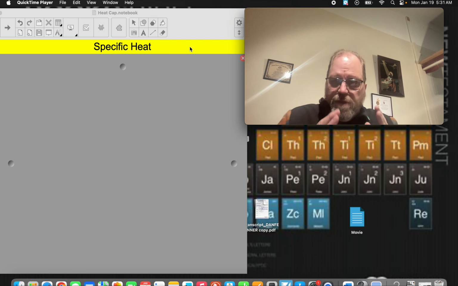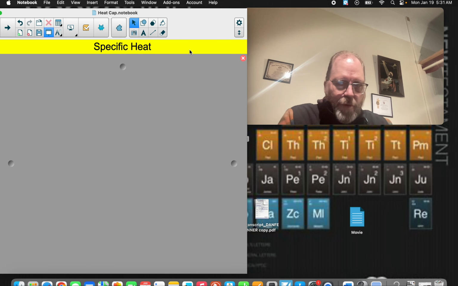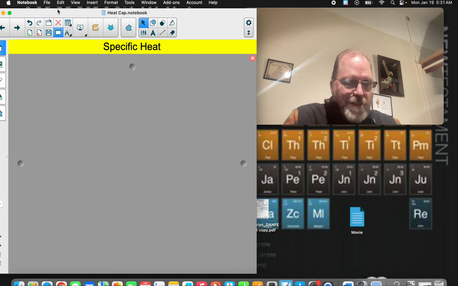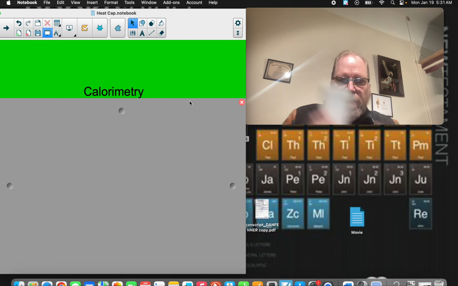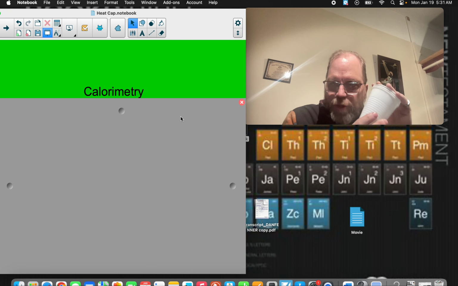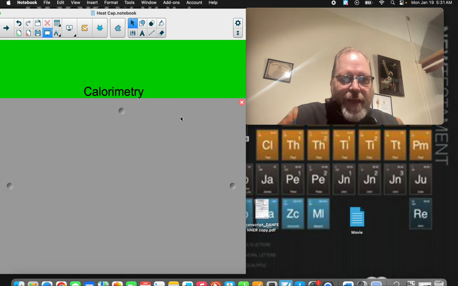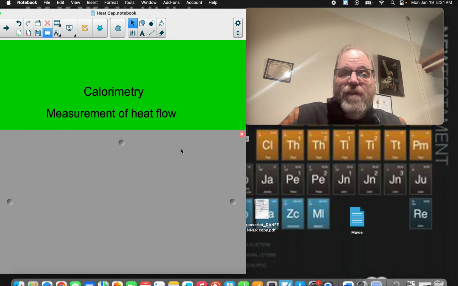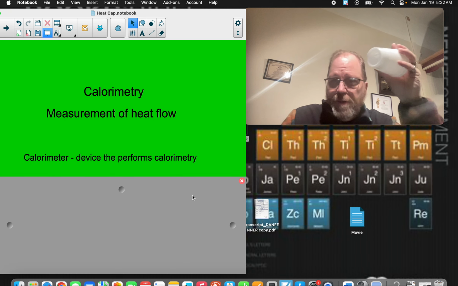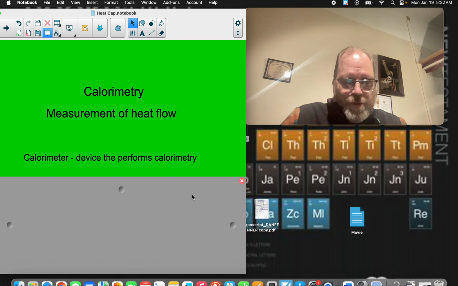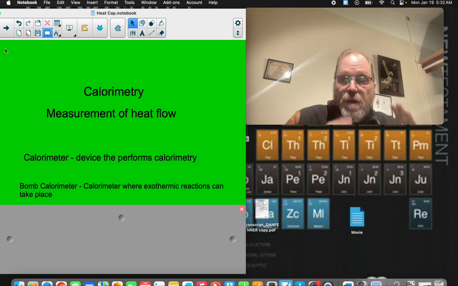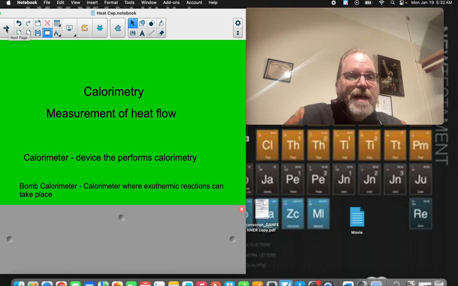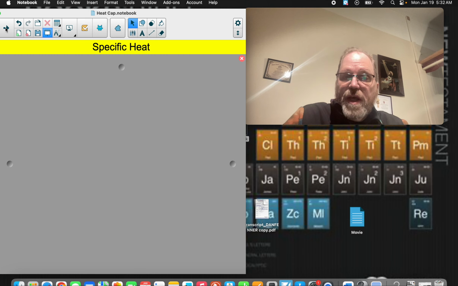We're going to take what we looked at before in thermochemistry and make it a little bit more advanced. We're looking here at calorimetry. Calorimetry has to do with calorimeters, the things that absorb energy inside of the system. Calorimetry is defined as a measure of heat flow, and the calorimeter is a device to perform the calorimetry. A bomb calorimeter is a type of calorimeter in which exothermic reactions can take place, which can absorb a great deal of heat. So that takes us through our first concept.